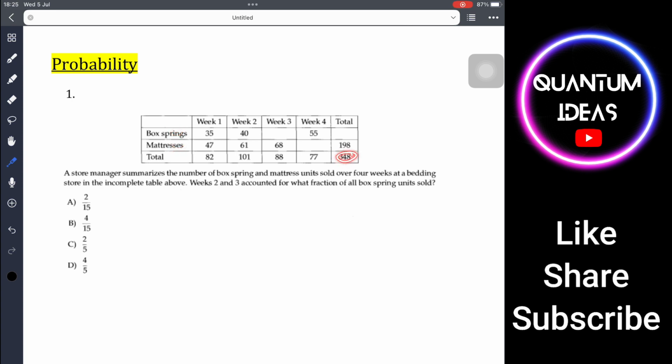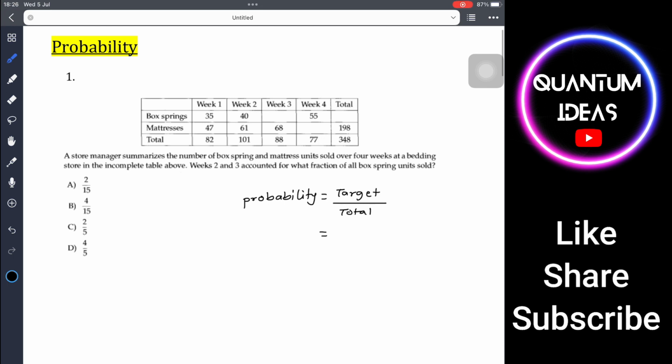Okay, so the question is asking: week 2 and week 3 account for what fraction of all box spring units sold? So we have to find the probability of that. So probability is equal to, the formula is target over total number. Our target is all box spring units sold, so box spring is our target, and box spring for week 2 and week 3.